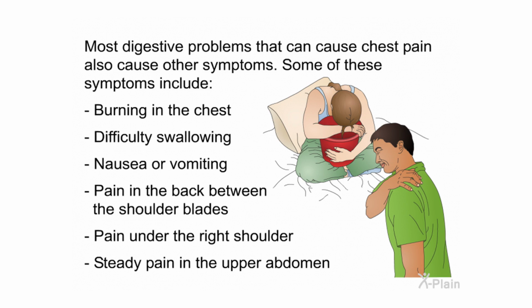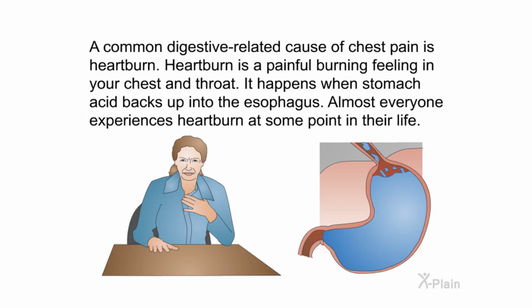Some of these symptoms include burning in the chest, difficulty swallowing, nausea or vomiting, pain in the back between the shoulder blades, pain under the right shoulder, steady pain in the upper abdomen.